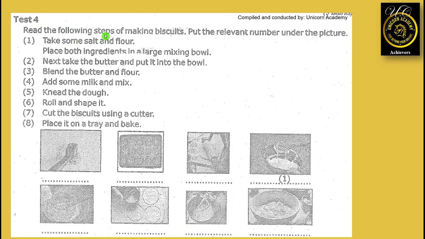Test 4. Read the following steps of making biscuits. Put the relevant number under the picture. First one, take some salt and flour. Place both ingredients in a large mixing bowl. Number 2, next take the butter and put it into the bowl. Blend the butter and flour. Add some milk and mix.